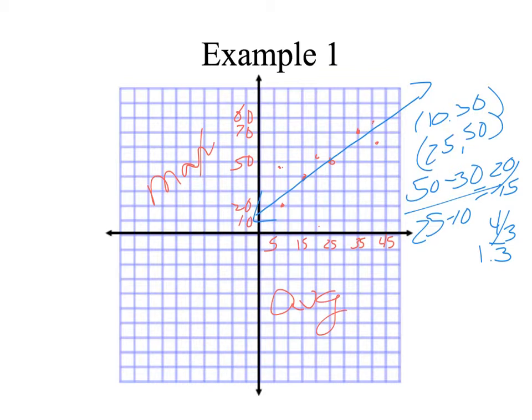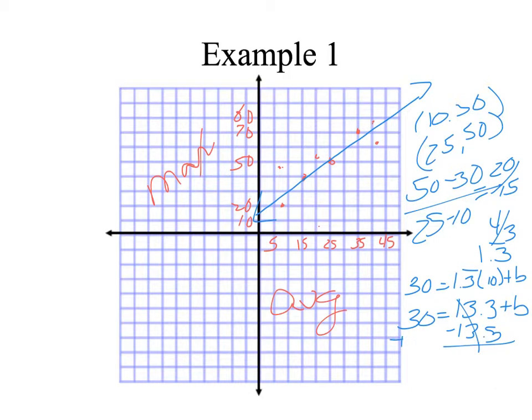I'm going to use the 10 and the 30 to plug in. So 30 equals 1.3 repeating times 10 plus b. So 30 equals 1.3 times 10 is going to be 13.3 plus b. Yes, that would still be 3 repeating, but for our sake, that's going to make the math a little more difficult. So I rounded that off.